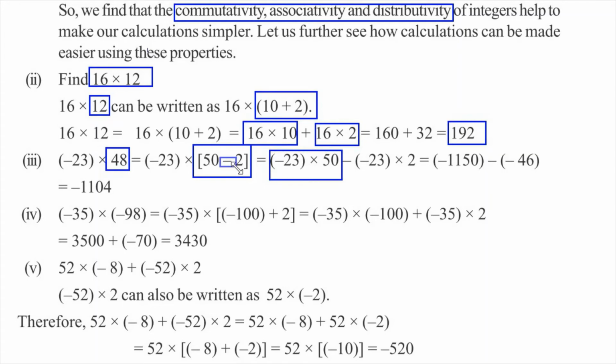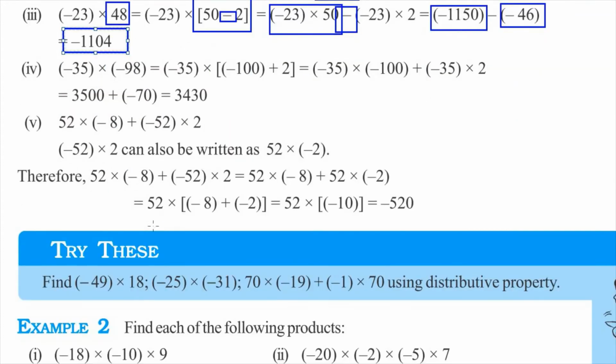So here we have the negative sign. We are copying it down as it is to over here. Okay. And then we are doing minus 23 into 2. We find that their individual products are minus 1150 and minus 46. And thus the final answer is going to be minus 1104. Okay. So similarly, we have two more examples.